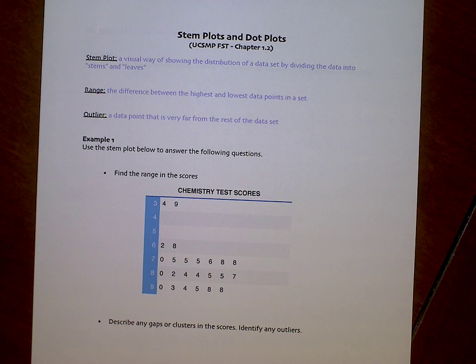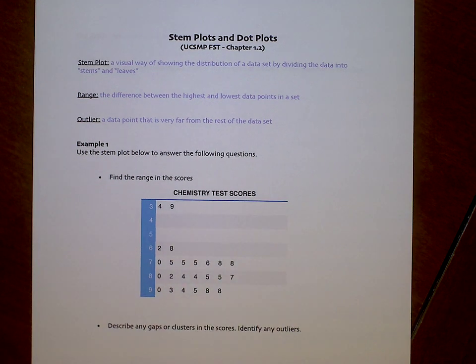Hi everyone. We are going to continue today with our second lesson in the statistics chapter. This lesson focuses on two different types of data plots, stem plots and dot plots. Okay, so a stem plot, you may have also heard this referred to as a stem and leaf plot. That's what we're going to talk about on this first page, and then we'll get to dot plots on the second page.